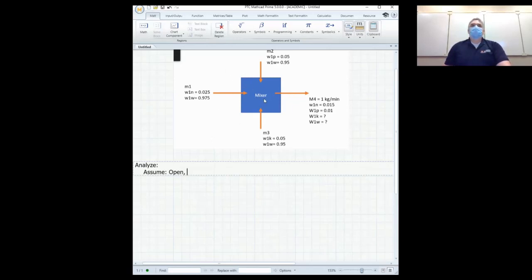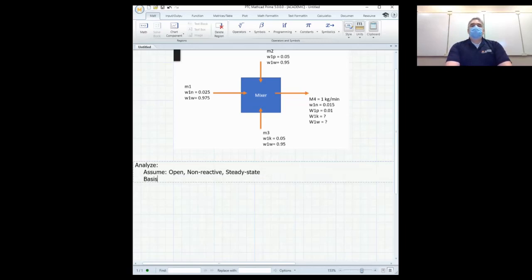And then is it reactive or non-reactive? Think about the system. Is there a generation of any of these compounds or water, or a consumption of any of these compounds or water inside the system? There's not, so it's non-reactive. And then is there an accumulation of any of these compounds or water in the mixer? Whatever comes in is going to come out, so no, this is steady state.